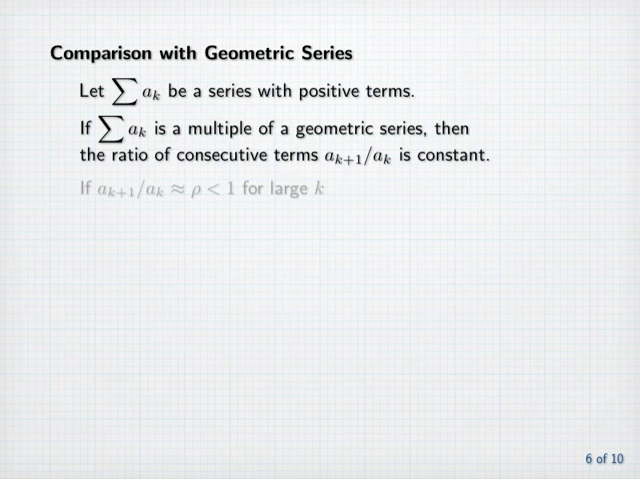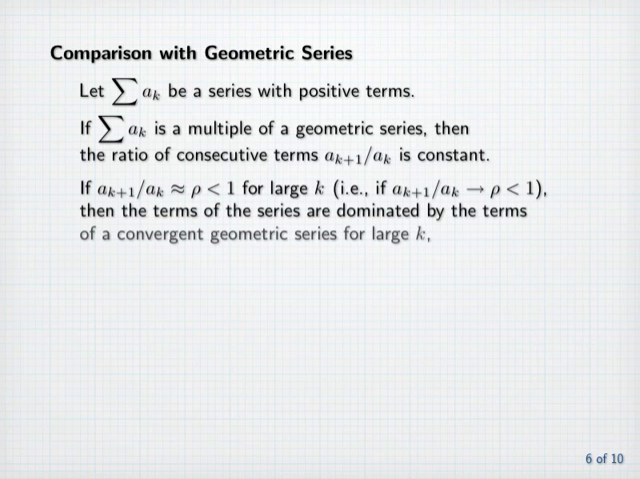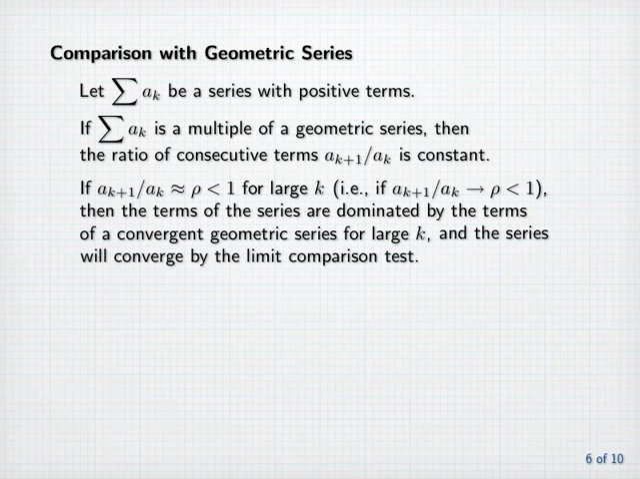If a sub k plus 1 divided by a sub k is approximately equal to rho for large k, where rho is less than 1, that is, if a sub k plus 1 divided by a sub k approaches rho as k goes to infinity, where rho is less than 1, then the terms of the series are dominated by the terms of a convergent geometric series for large k, and so the series will converge by the limit comparison test. The series used for comparison could be any geometric series, the sum of x to the k, where x is a number strictly between rho and 1.